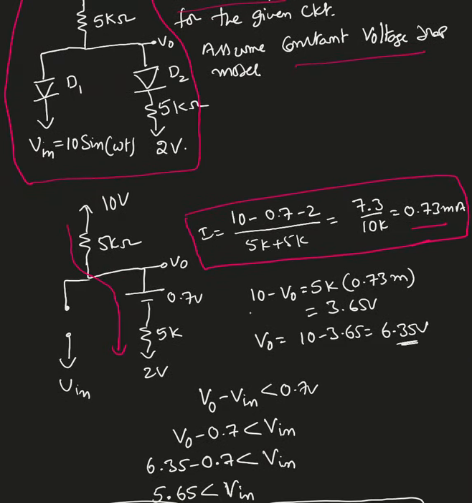Now, once I find the current, our goal is finding V0. So 10 minus V0 must be equal to 5k times I. 10 minus V0 equals 5k times I, and we end up with V0 equal to 6.35 volts. So that is the output voltage I found here.